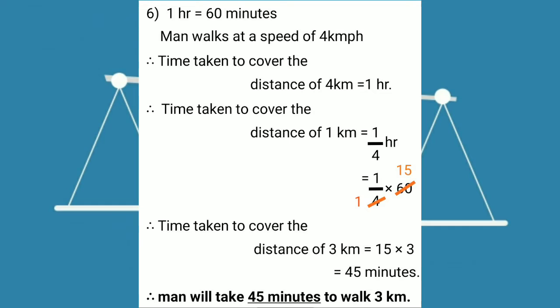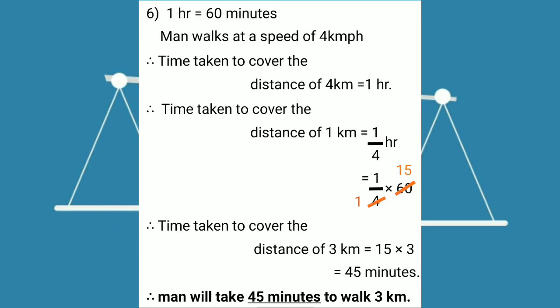So the man covers a distance of 4 km in an hour. Now to find out the time required to walk 3 km, we are first required to find out the time taken by the man to walk 1 km. Now an hour is made up of 4 quarters, 15 minutes each. So we can also say that the man walks 4 km in 4 quarters of an hour.